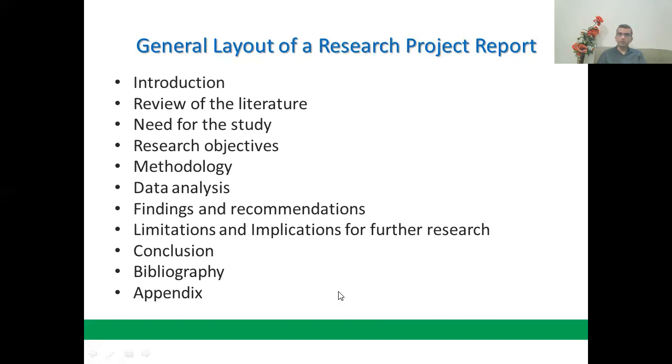So this was all what I wanted to discuss with all of you regarding the research project report, which is an important thing for the MBA students. And I hope that I am able to clarify some of the doubts which students have regarding research project reports. So that's all from my side in this session.